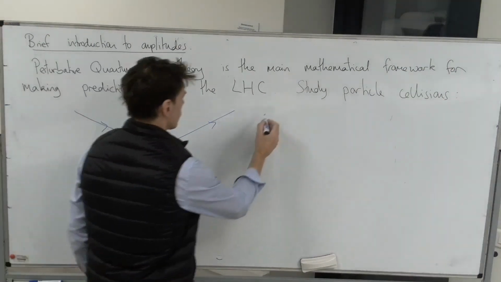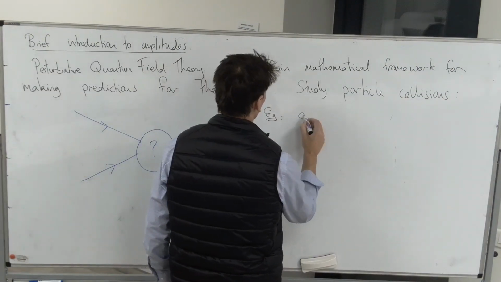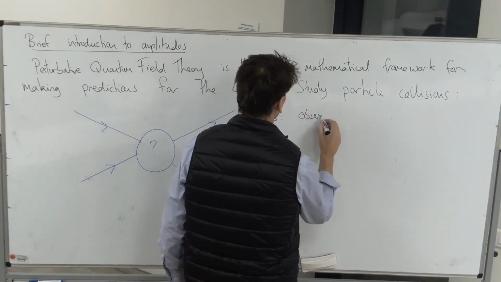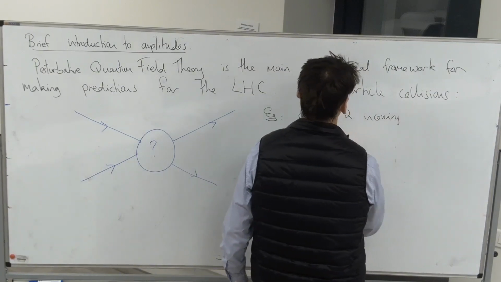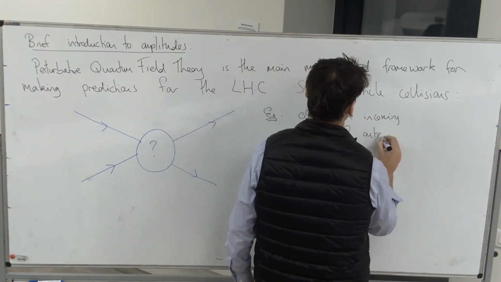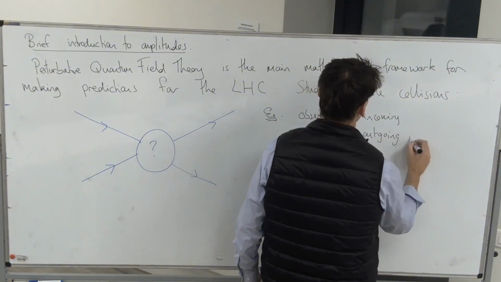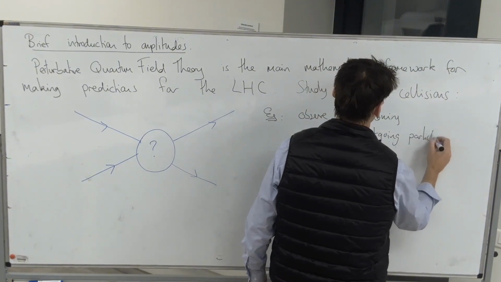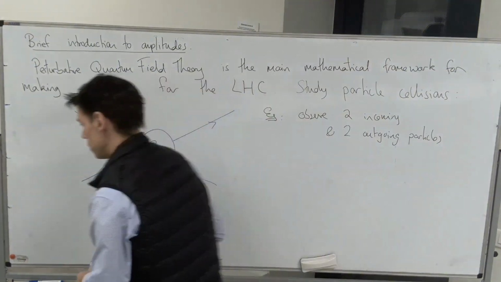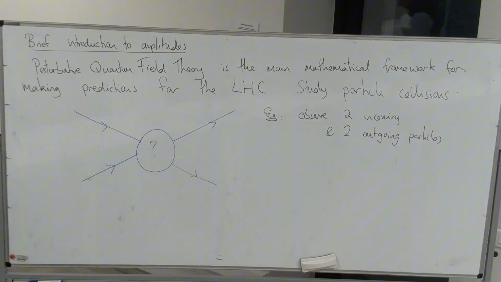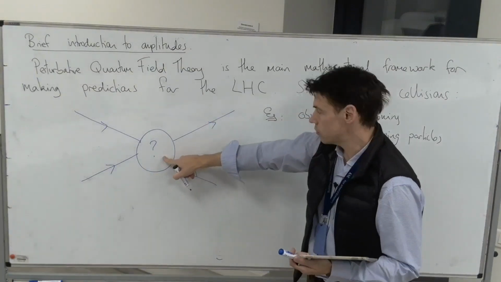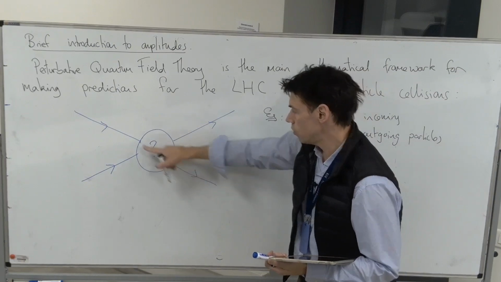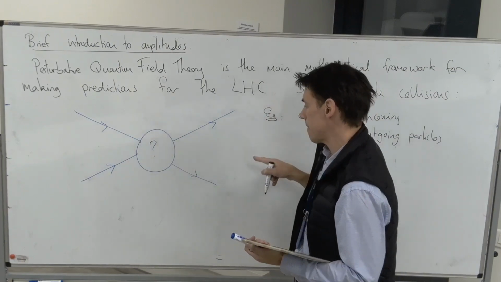And so for example, we observe 2 incoming and 2 outgoing particles. But it could be 3 or 4, it doesn't matter. And what you want to know, so this you cannot observe what happens here. This is a complete mystery. It's impossible to know what happens here. All you know is what goes in and what comes out.